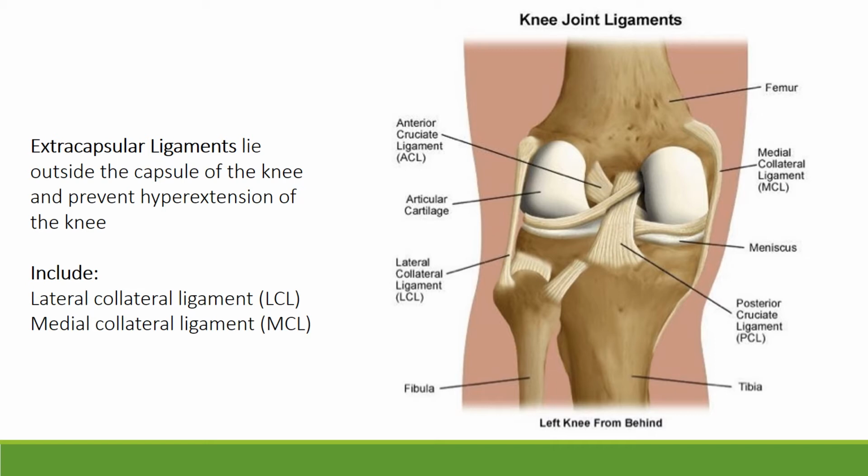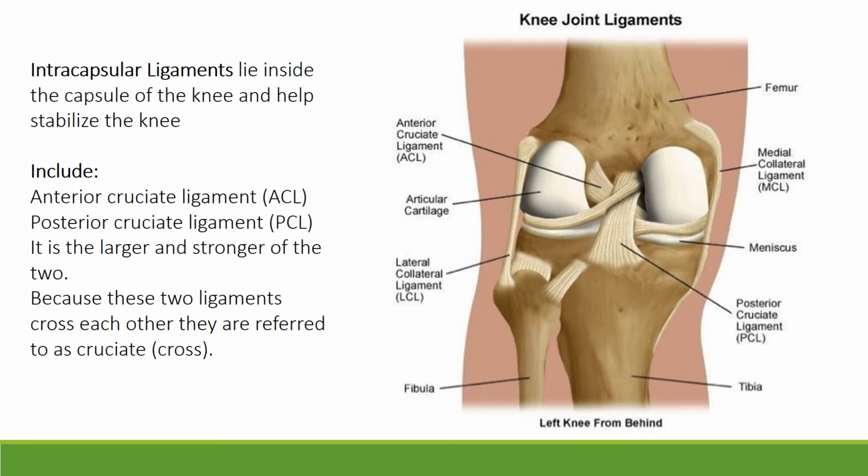You can see both of these on this diagram. While extracapsular ligaments lie outside the capsule, intracapsular ligaments lie inside the capsule of the knee and help stabilize the knee. They include the anterior cruciate ligament, the ACL, and the posterior cruciate ligament, the PCL. It's the larger and stronger of the two. Because these two ligaments cross each other, they are referred to as cruciate ligaments, which means cross. You can see that in this diagram.